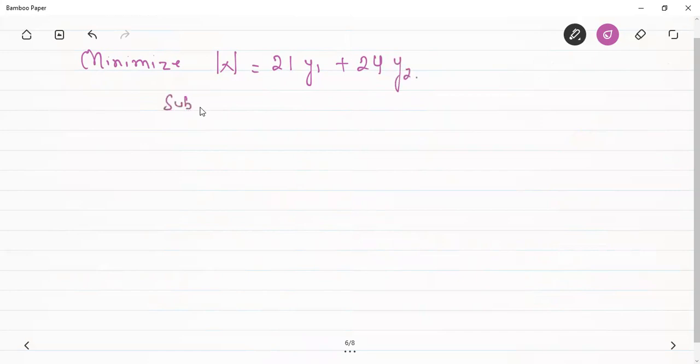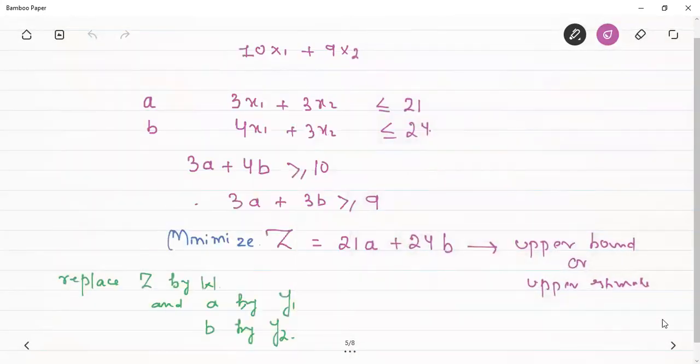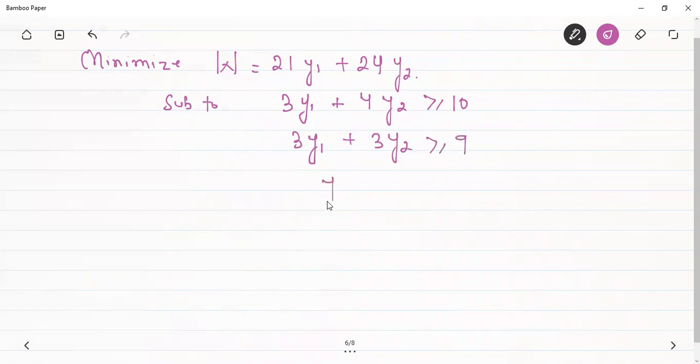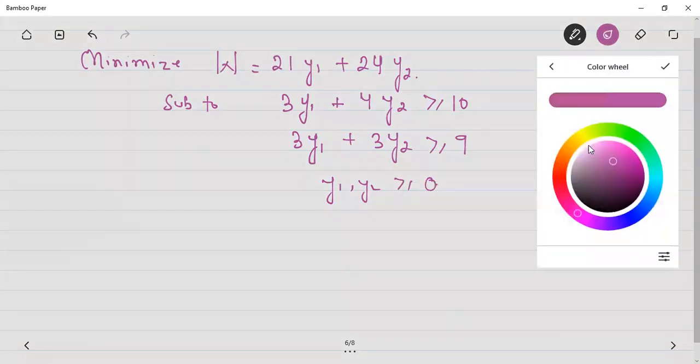Subject to the first constraint, or the first restriction, which becomes 3y1 plus 4y2 greater or equal to 10. The second restriction is 3y1 plus 3y2 is greater or equal to 9. y1 and y2 have to be greater or equal to 0. So this thing is known as the dual.